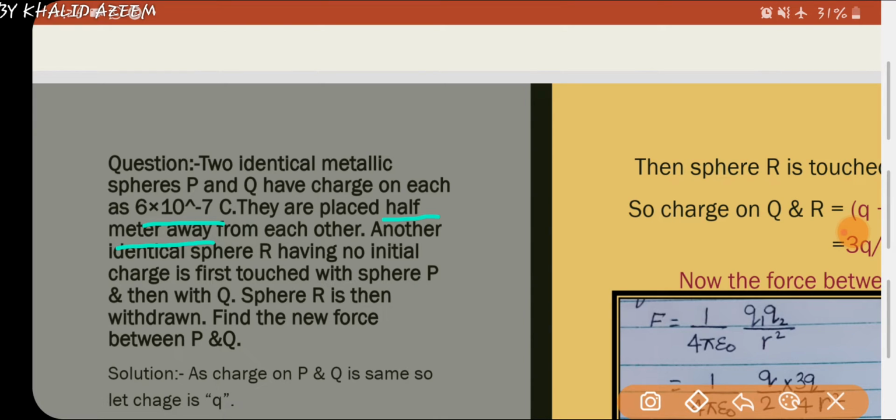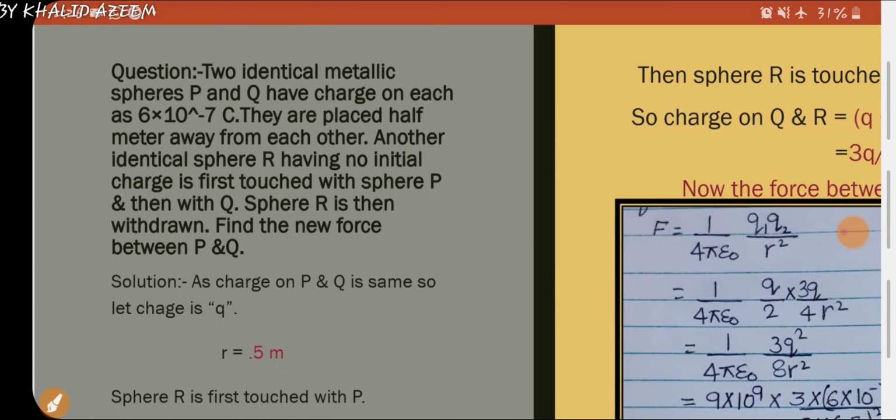Another identical sphere R, having no initial charge, means the R sphere has zero charge, is first touched with sphere P and then with Q. Sphere R is then removed. Find the new force between P and Q.